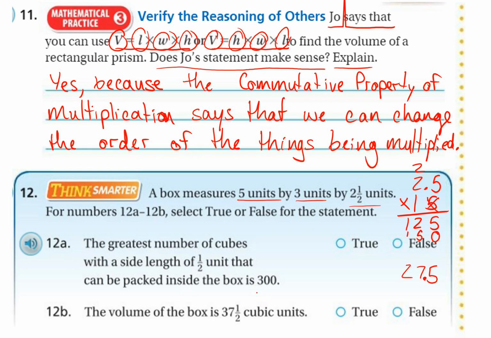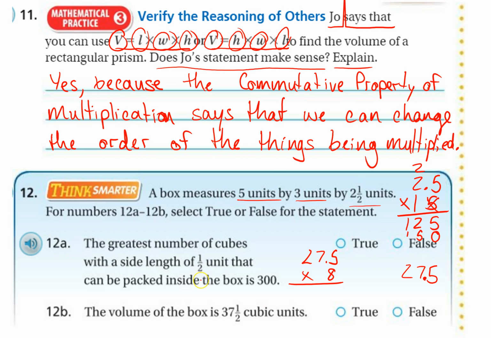The greatest number of cubes with a side length of 1/2 unit that can be packed inside the box is 300. So the greatest number of cubes with the side length of 1/2 that can be packed inside the box is 300. Let's see. So what would we do? We would multiply that by 8. I believe we'd multiply that by 8.